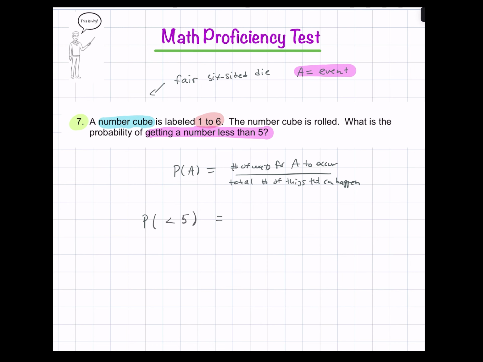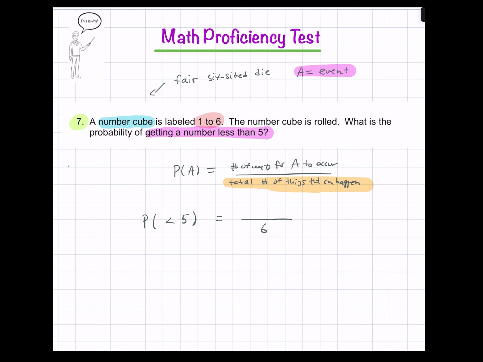5. So getting less than 5 is, well, what's the total number of things that can happen? It's a 6-sided die, right? It has numbers 1 to 6. So there are 6 things that can happen in total. I can get a 1, a 2, a 3, a 4, a 5, or a 6.